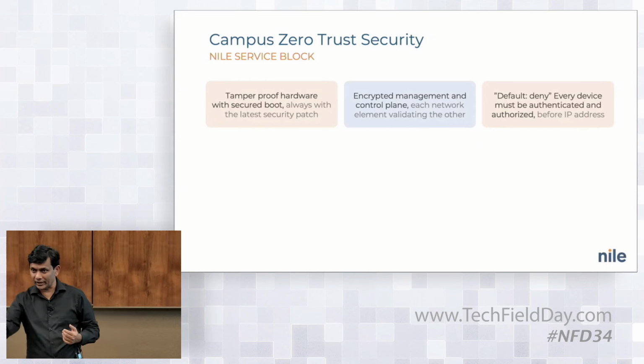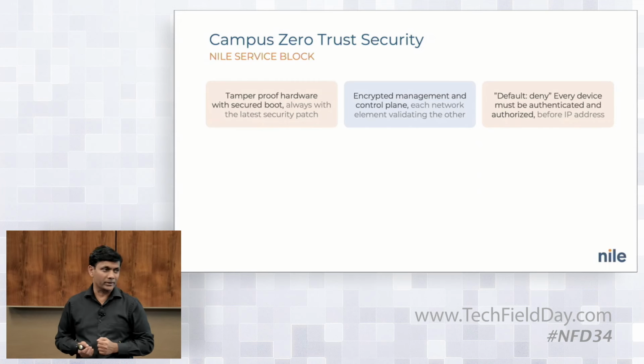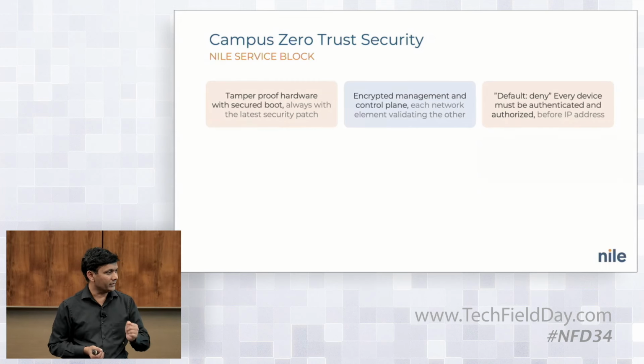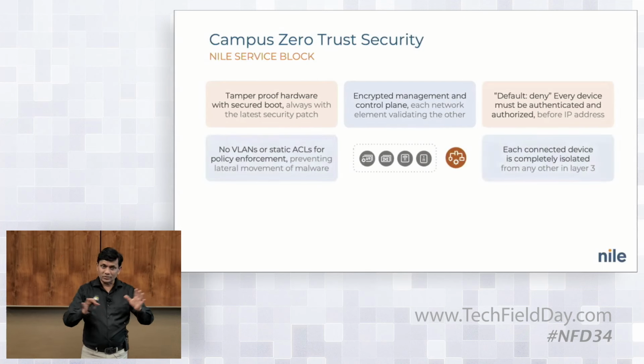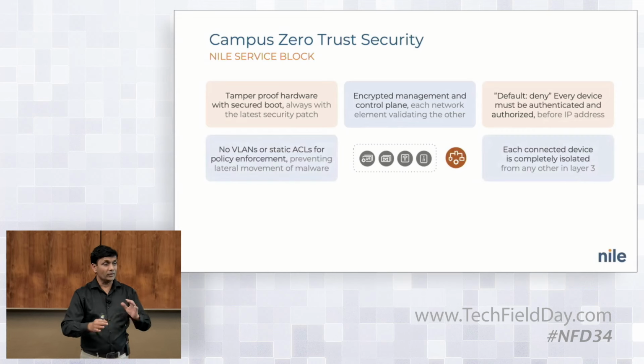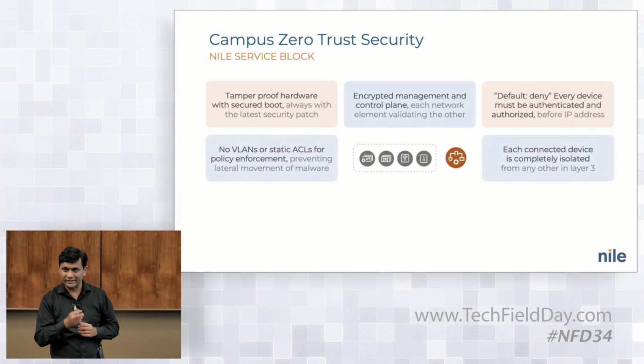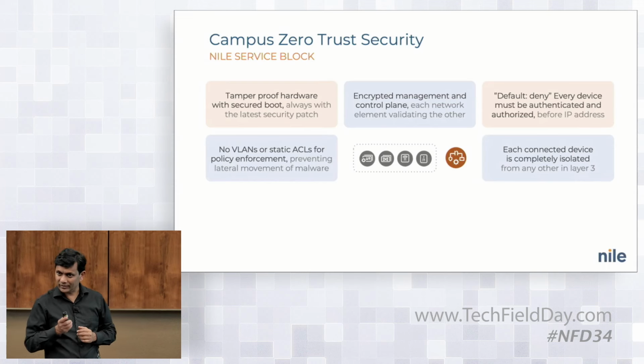If you have a printer and you try to remove the printer and connect something else, you're not in the printer VLAN. You need to get authenticated. By default, every device and every user is denied. And again, there are no static VLANs. It's absolutely based on the user identity and the device identity, only then can you get onto the network. And once you're on the network, go ahead.